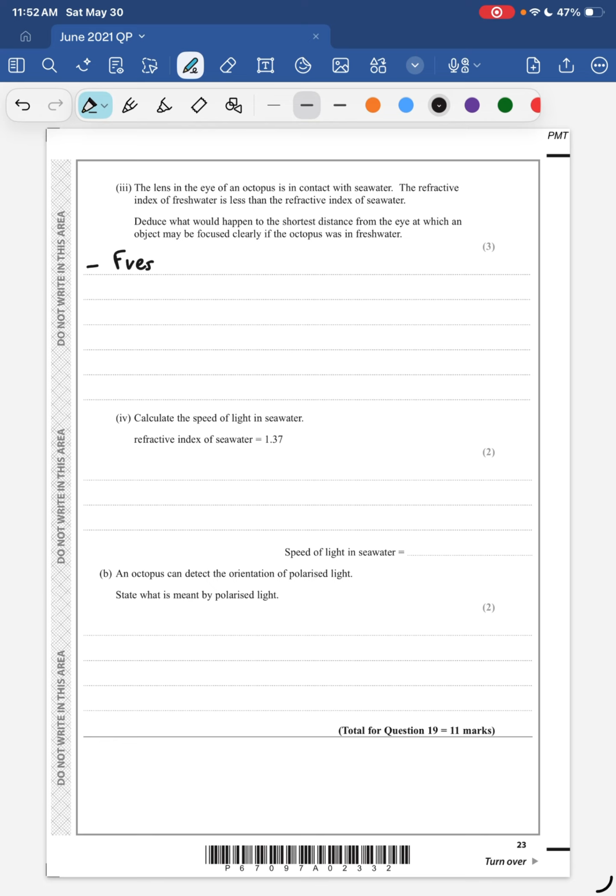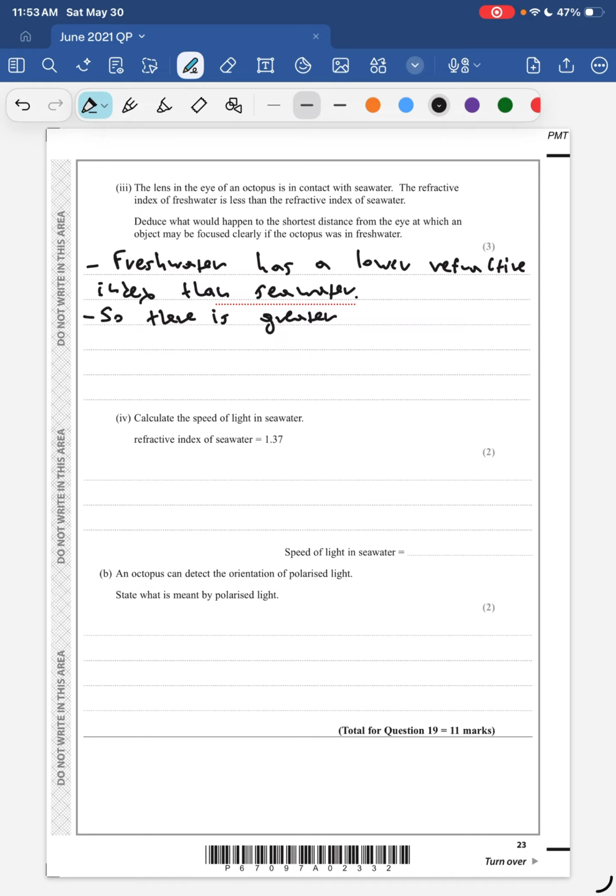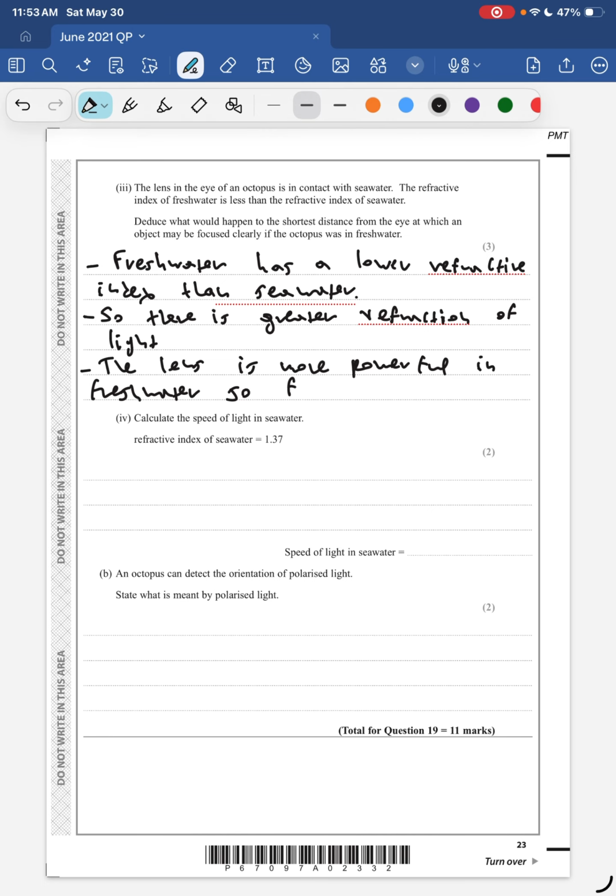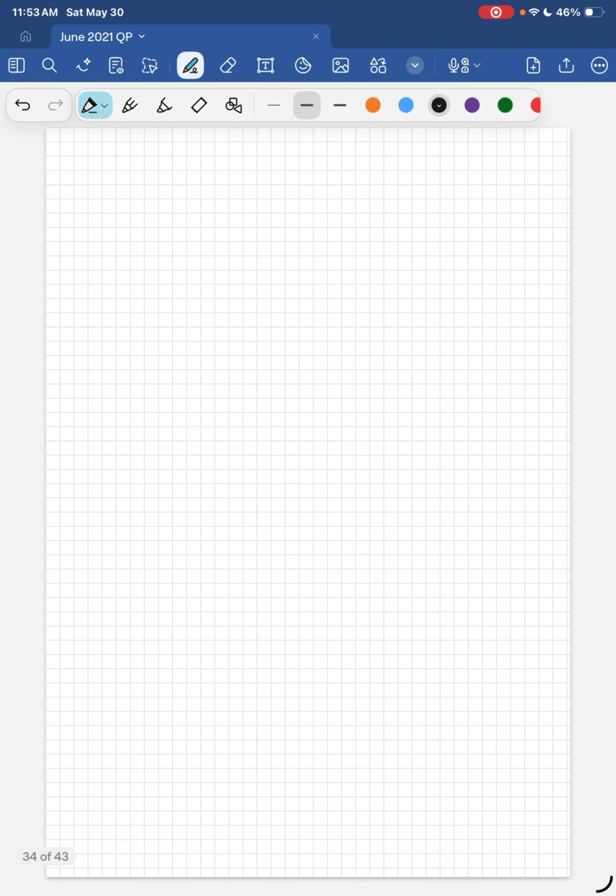So let's write down that fresh water has a lower refractive index than seawater. So there is greater refraction of light. The lens is more powerful in fresh water. So focal length is shorter, and I'm gonna move to the back.